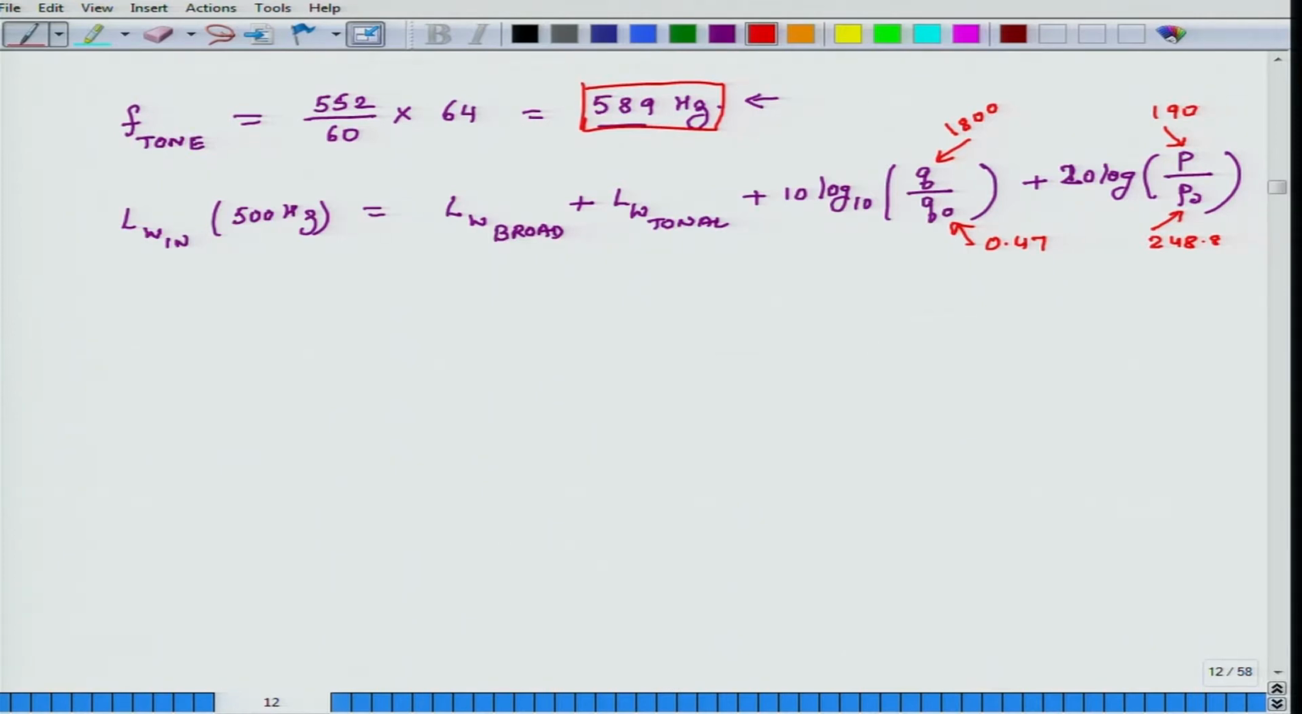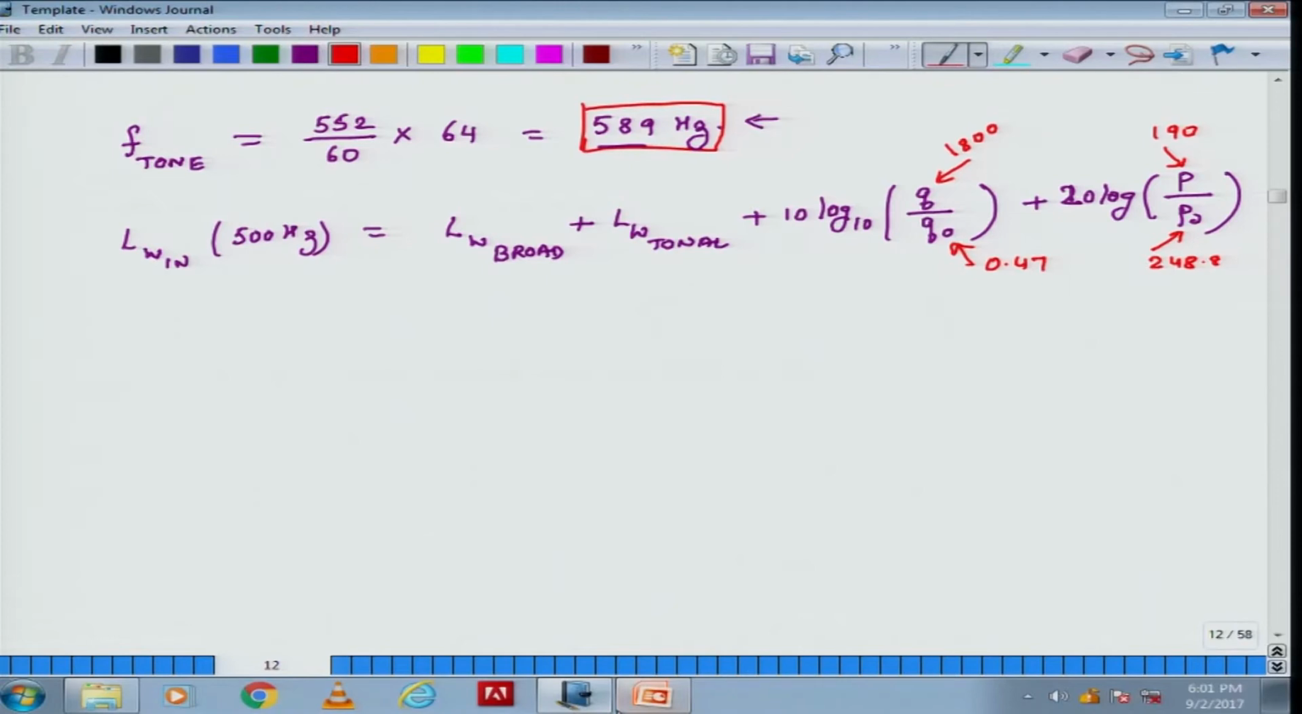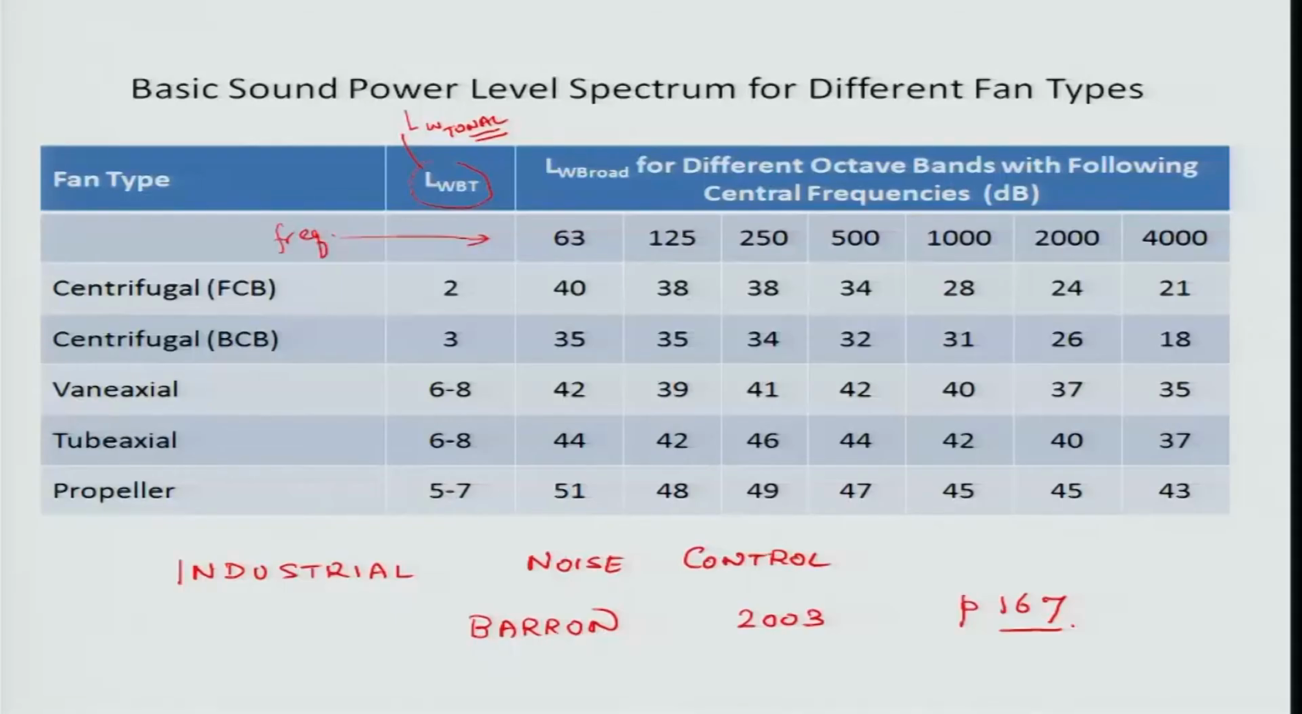Okay. So, in this relation for LW in, we have figured all these parameters except for LW broad and LW tonal. And where do we get LW broad and LW tonal from? From that table. So, we will now go to that table. What type of a fan is this? This is a centrifugal FCB or forward curved blade. We will look at this particular row, because this is a centrifugal FCB type of fan. What is the value of LW tonal? 2. So, this is the number we are going to put in that relation.